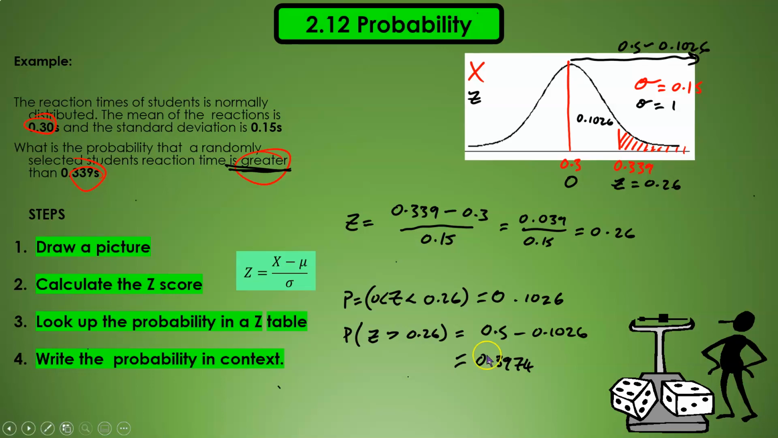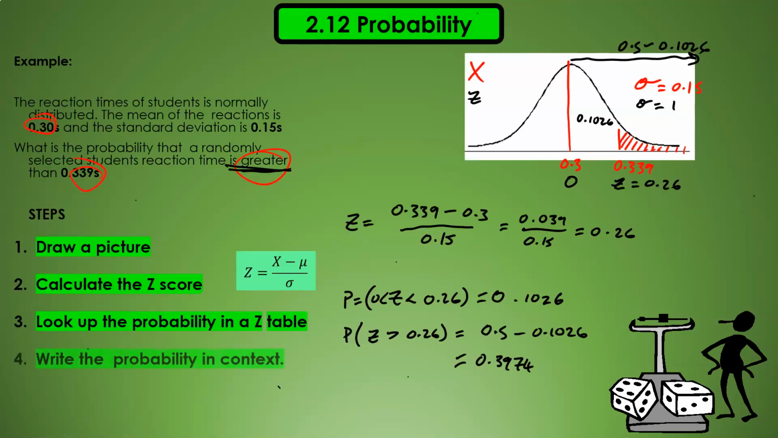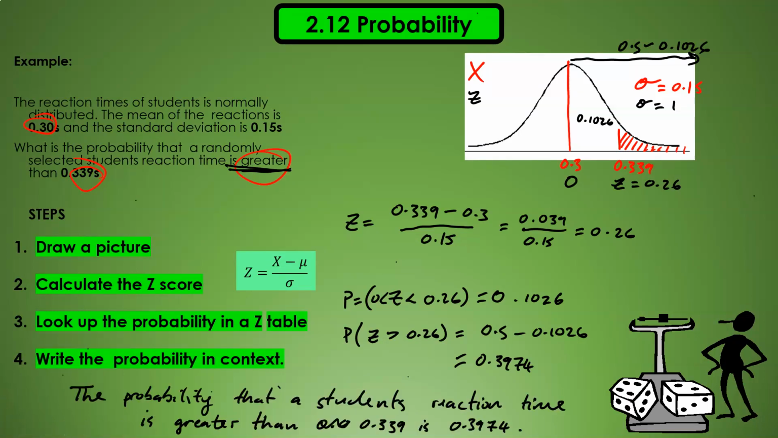But remember that we haven't finished our question there. We now need to write it in context. The probability that a student's reaction time is greater than 0.339 is 0.3974. So the key to that question is understanding that because we want to find the area greater than our value, we have to take that number away from 0.5.